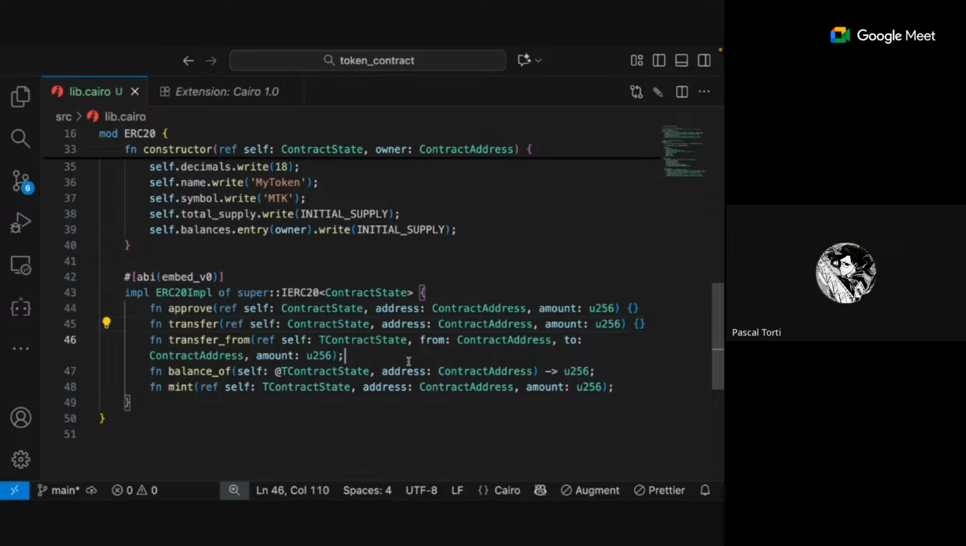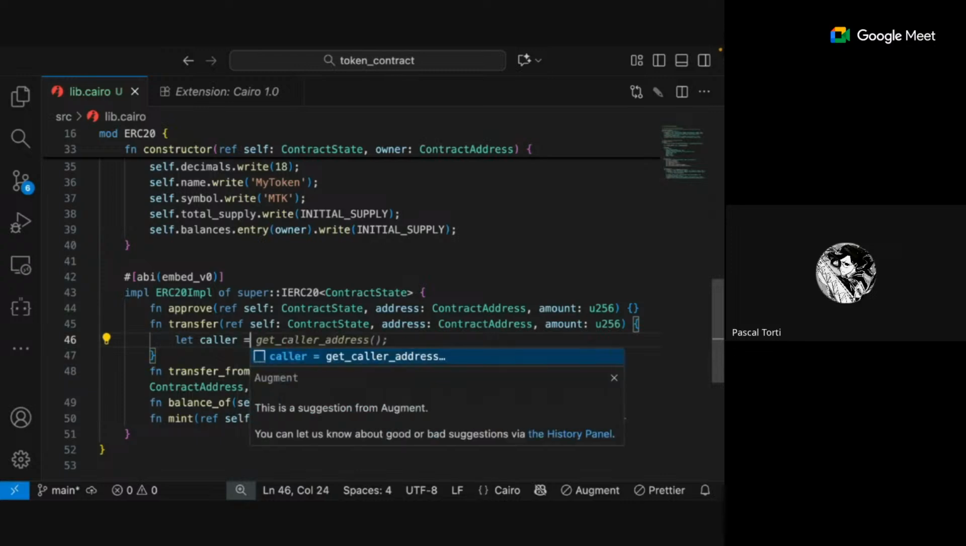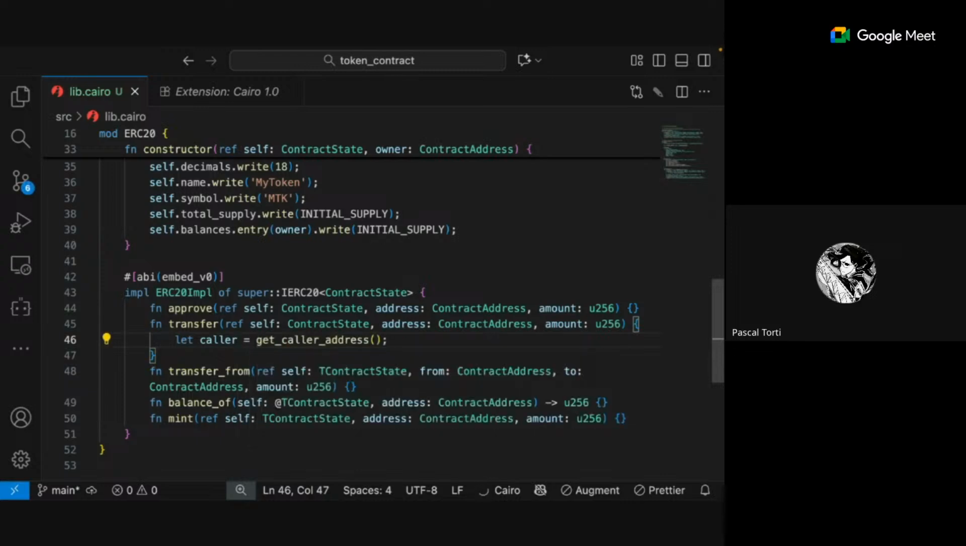I'm going to go to this function now. And I'm going to implement them, and I'll explain why we implemented them that way. So yes, we have the approve. Now let's go to this transfer function first. So transfer, the basic thing now is the caller address. So let's get the caller. We're going to use this get caller address for getting the caller.